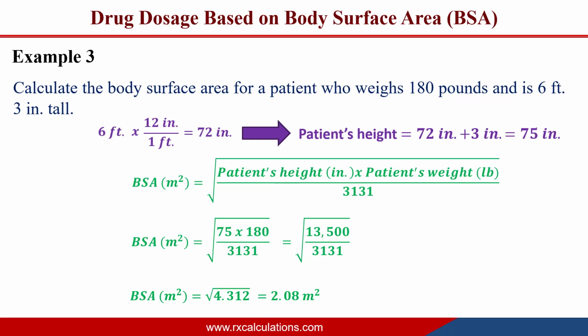So by using this form of the equation, we actually arrived at the BSA in about 5 steps. So now let's take a look at the next example, which actually is the same question we just looked at in this example, but we are going to use the other version of the Mosteller equation.